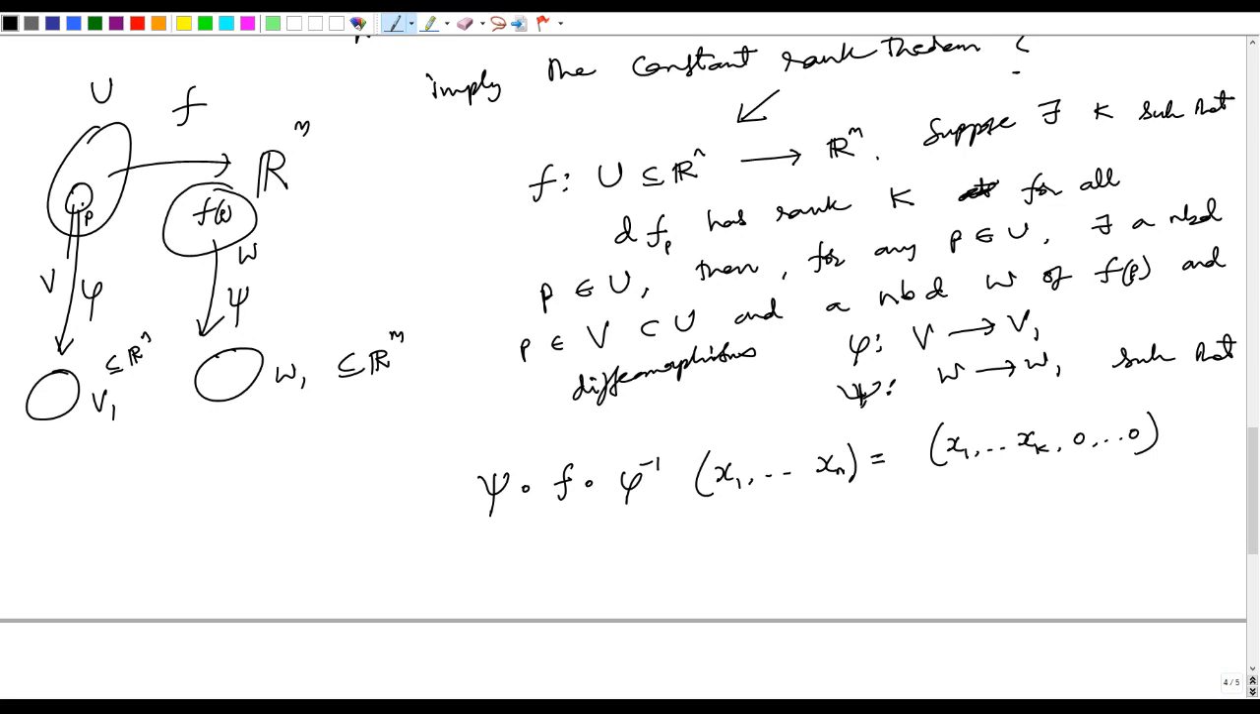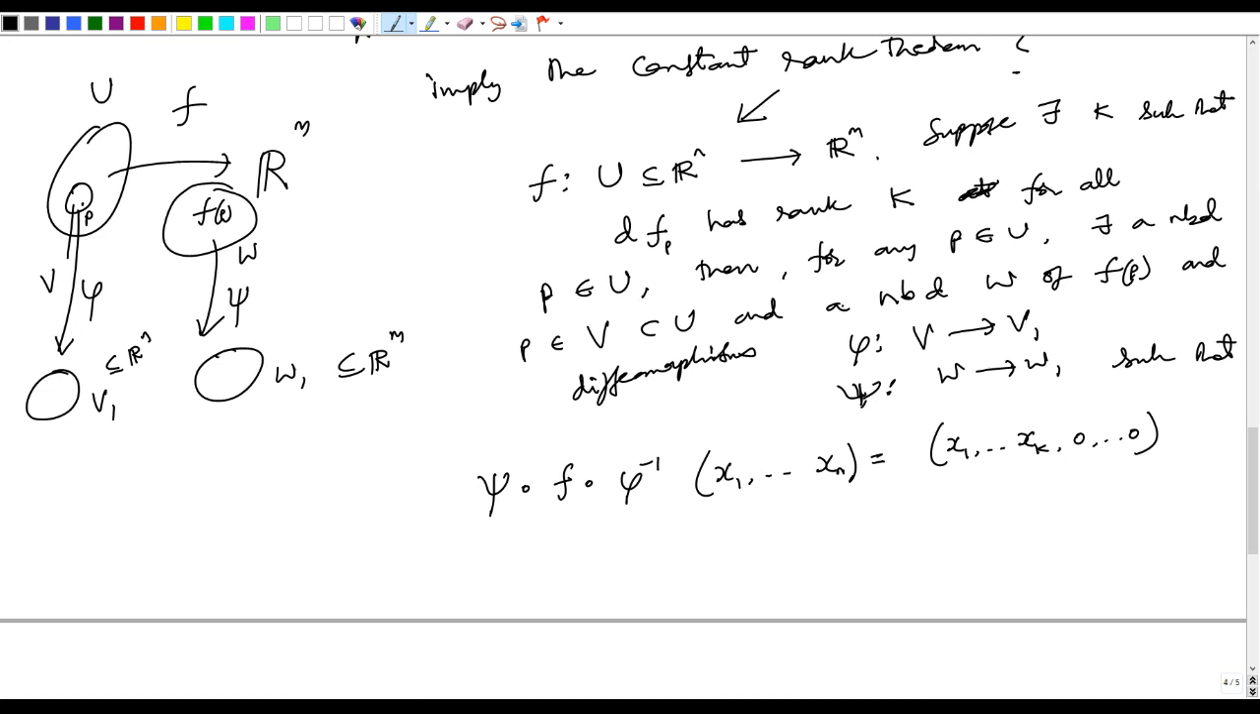Now notice that the maximum possible value of k, the rank of df, is basically the target dimension m. So k is always less than or equal to m, but k can be equal to m. That's the case of a submersion. If k is equal to m, there are no zeros here. Zeros will appear if k is strictly less than m. So let's look at one very simple case.